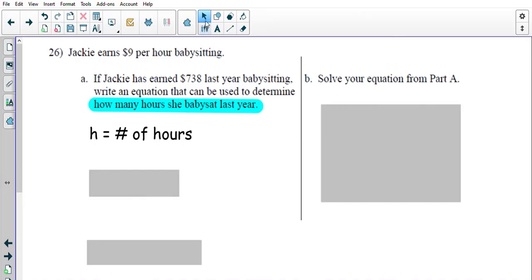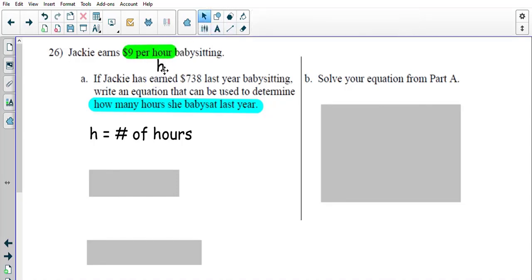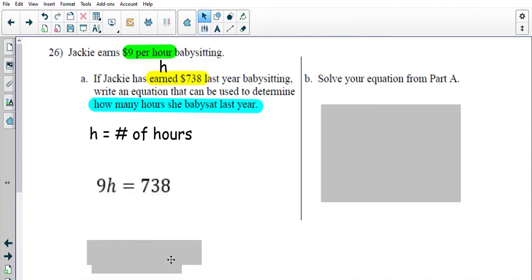And we know that she earns $9 per hour babysitting. Keep in mind H represents her number of hours. So $9 per hour, just like the last question, we're going to start off by writing 9 times H, or 9H. Set that equal to the total amount that was earned, $738. So we can write 9H equals 738.